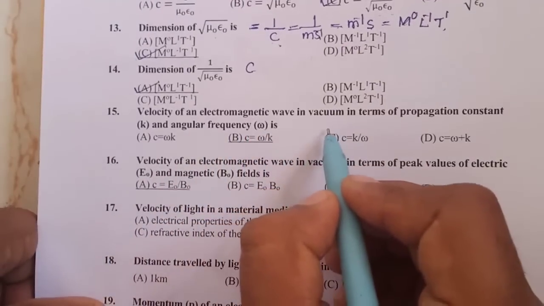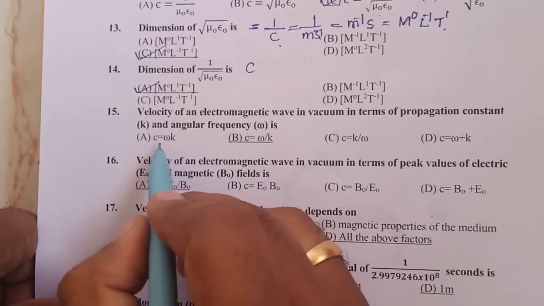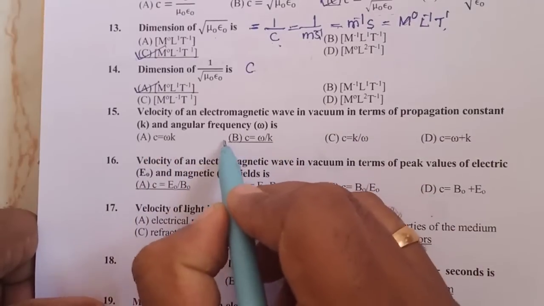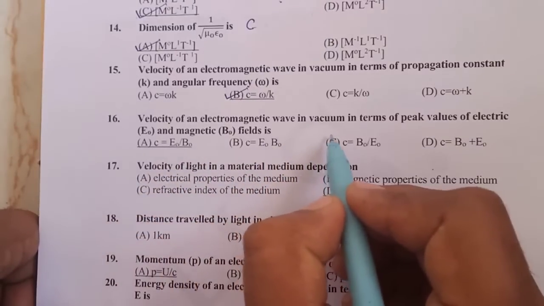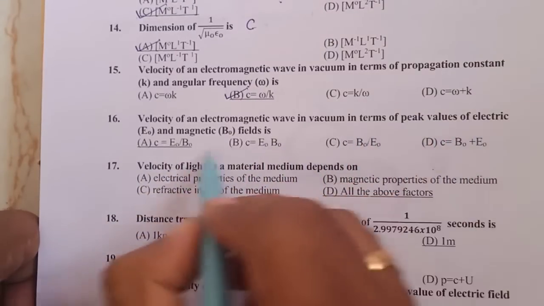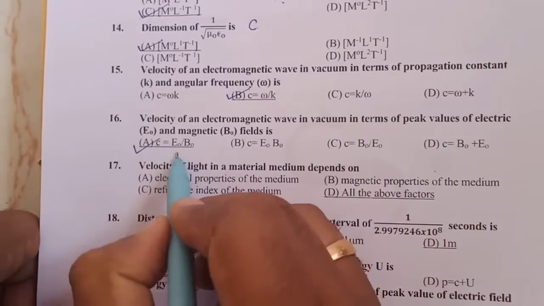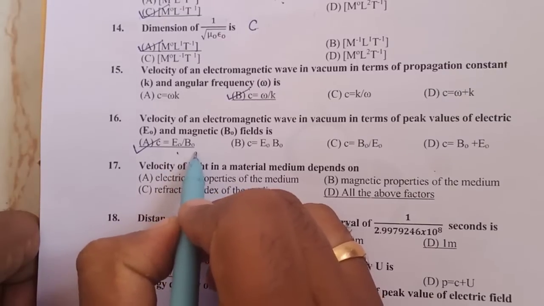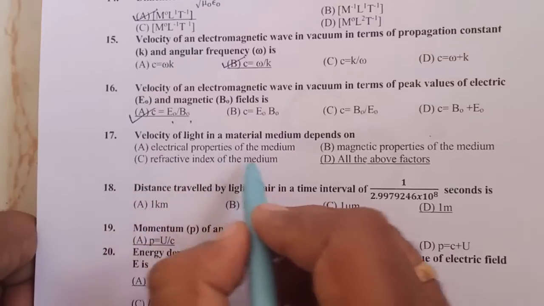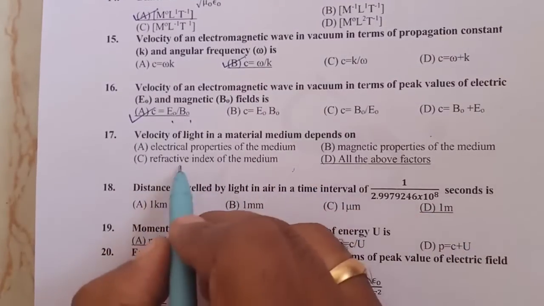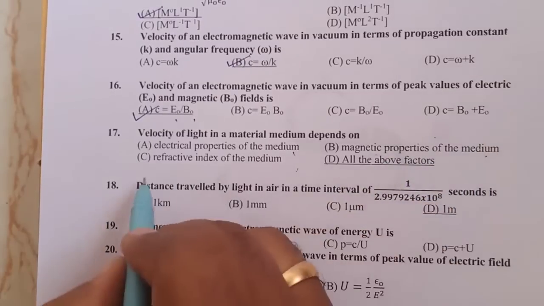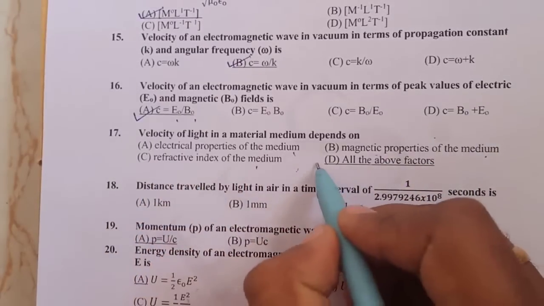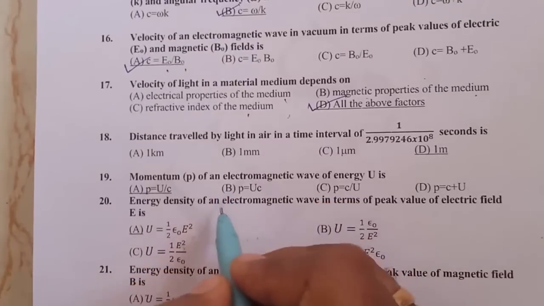Velocity of the electromagnetic wave in vacuum in terms of propagation constant k and angular frequency omega is given by C equal to omega divided by k. Velocity of an electromagnetic wave in a vacuum in terms of peak value of electric field and magnetic field is given by C equal to E naught divided by B naught. That is a velocity selector velocity. Okay, velocity of light in a material depends on the electrical properties of the medium, it depends on the magnetic properties of the medium, it also depends on the refractive index of the medium. Therefore all the above will be the correct answer.